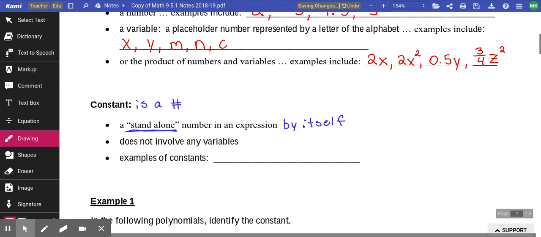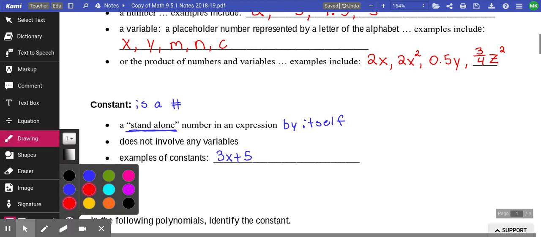For instance, if I had something like 3x plus 5, which we've seen in past units, this number 5, it's a number by itself. That's the constant. There's no letters. It's just a number by itself. You'll hear it called the constant term. And we'll be like, oh, it's the constant term.